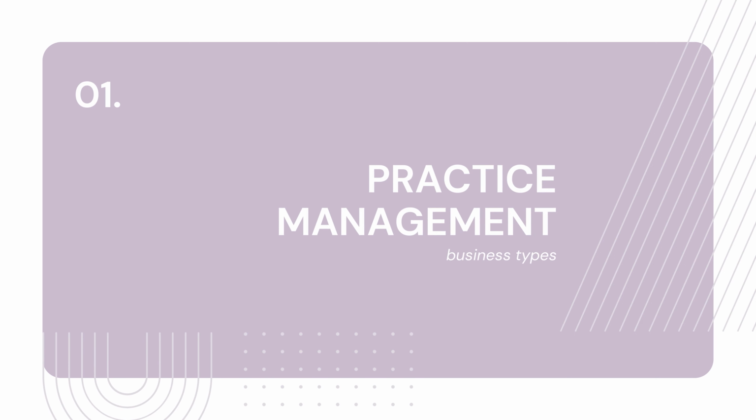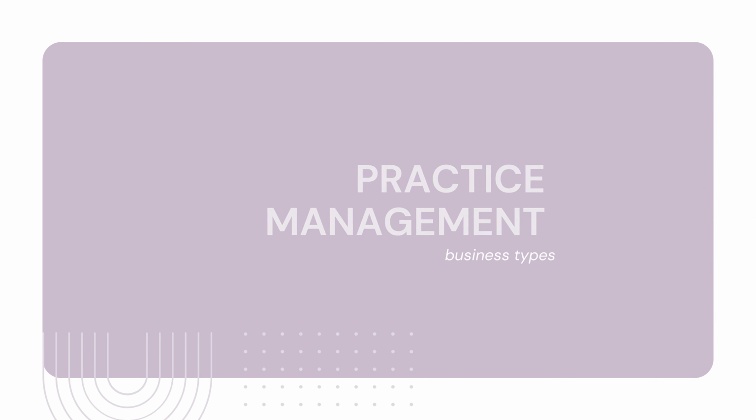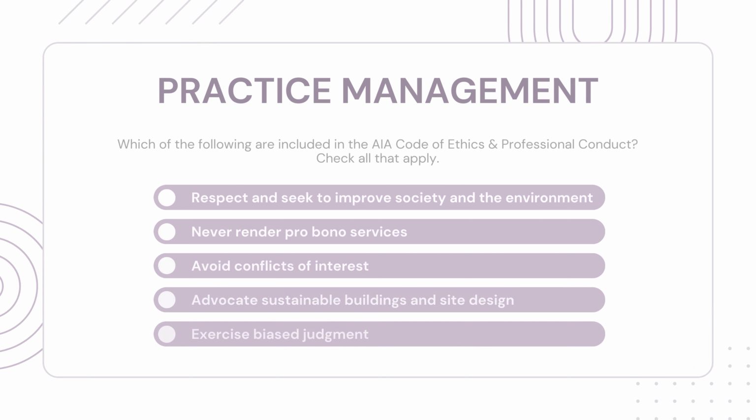First up is practice management. Which of the following are included in the AIA Code of Ethics and Professional Conduct? Check all that apply. Respect and seek to improve society and the environment. Never render pro bono services. Avoid conflicts of interest. Advocate sustainable buildings and site design. Exercise biased judgment.